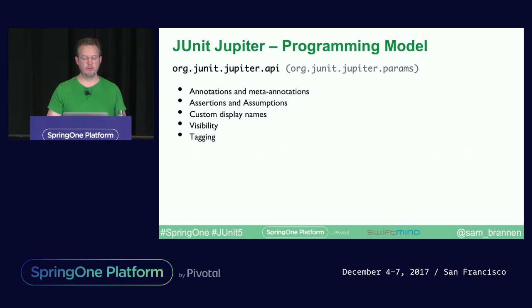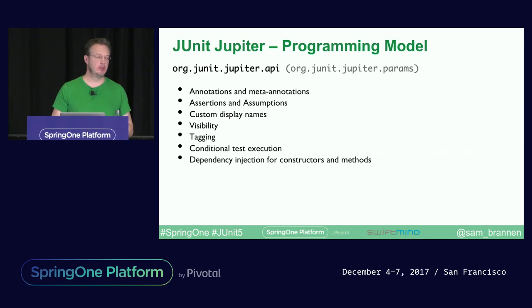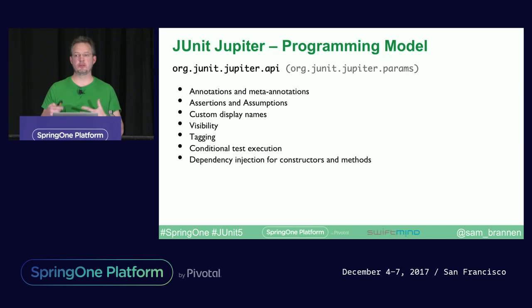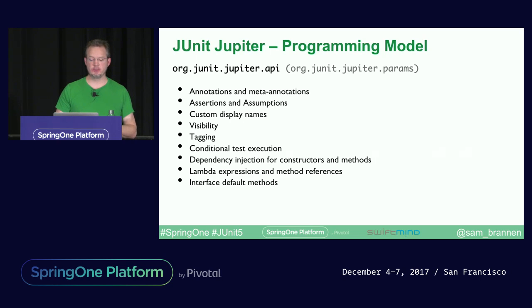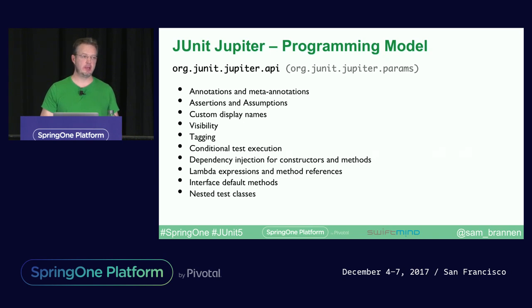JUnit 4 had categories, and we have full support for tags in the platform and in JUnit Jupiter as well. Conditional test execution, dependency injection, not only for your test methods, but also for your lifecycle methods like BeforeEach, and also for constructors, which is something quite new in the JUnit 5 world. We also support Lambda expressions and method references, interface default methods with Java 8, nested classes, we'll take a look at that, and repeated, parameterized tests, and even dynamic tests with Lambdas.